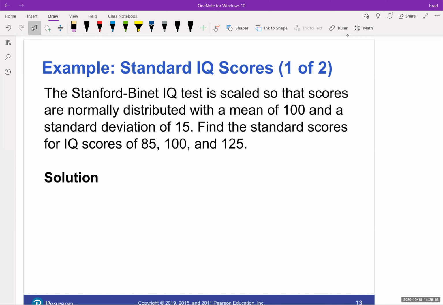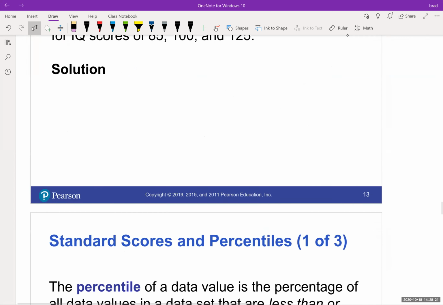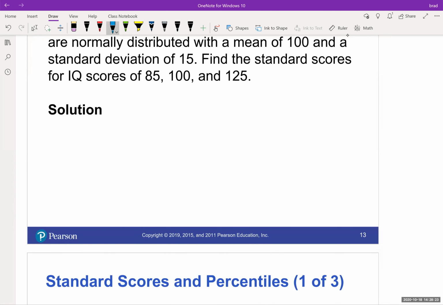It says the Stanford Binet IQ test is scaled so that scores are normally distributed with a mean of 100 and a standard deviation of 15. Find the standard IQ scores for an 85, a 100, and a 125. So let's do the 85. We want to find a z-score for 85.